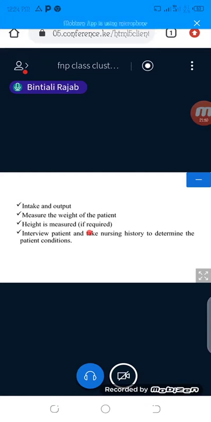You can also take the height of the patient, because if you've taken the weight and the height, you're able to calculate the basic BMI, the body mass index of the patient, which will be an indicator of whether the patient is healthy or not.